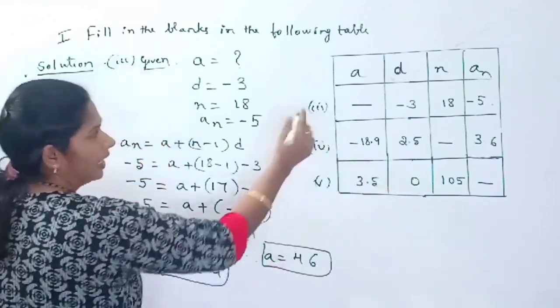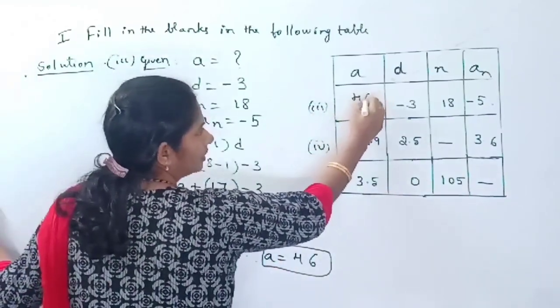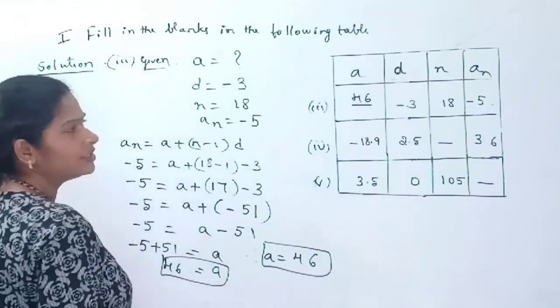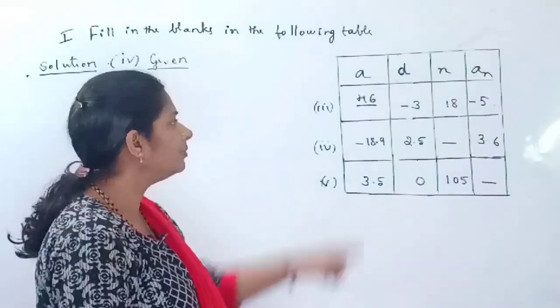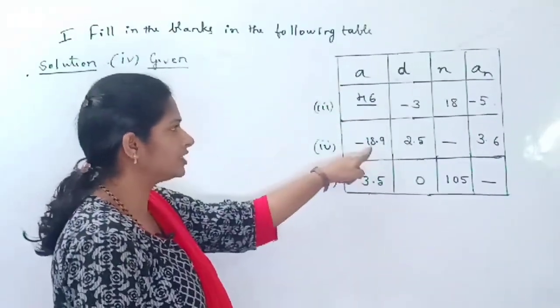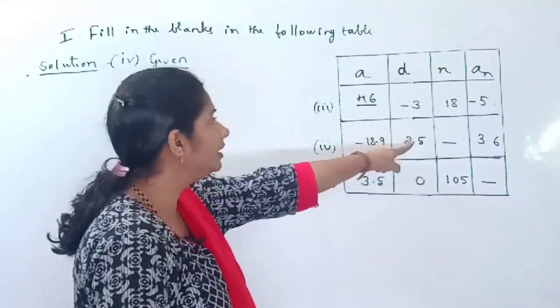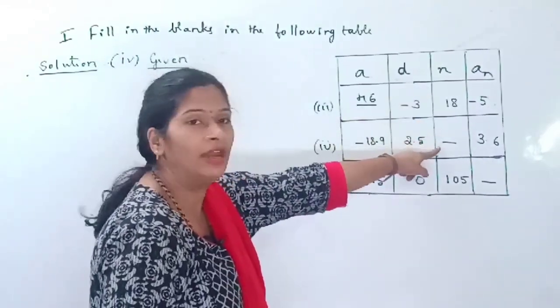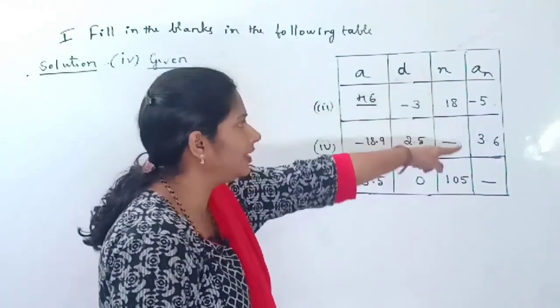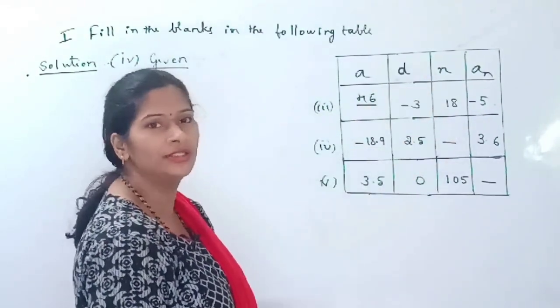So that value you have to substitute here. Okay, so A value is 46. Coming to the fourth problem, A value is given as minus 18.9, D value is 2.5, N value you need to calculate now, and AN value is 3.6.